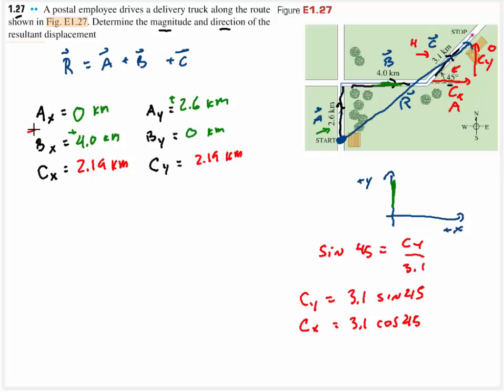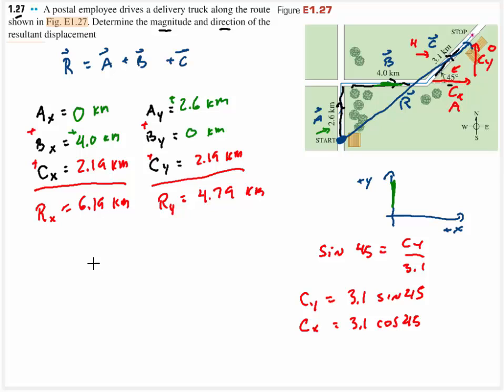Now we're going to add up all the x components over here, and we're going to add up all the y components, and that's going to give me my resultant vector in the x and my resultant vector in the y. So it's going to be 4.79 kilometers in the y direction, and 6.19 kilometers in the x direction. But I'm not quite done with the problem yet. Essentially, I have my resultant in the x direction and my resultant in the y direction. However, I'm looking for the magnitude. I'm looking for the length of that guy.